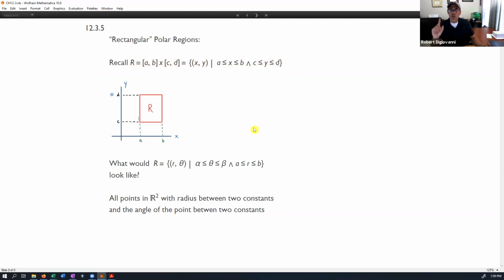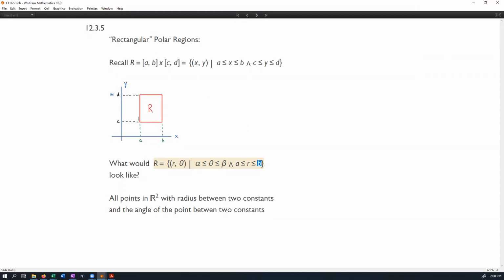If we're looking in polar coordinates, what would all of the polar points r, theta look like if I told you that the theta is between two constants and the r is between two constants? So it's the same as Cartesian, x and y between two constants, but instead of the x and y, I'm talking about the r and theta. Think about it, and then I'll show you what it is.